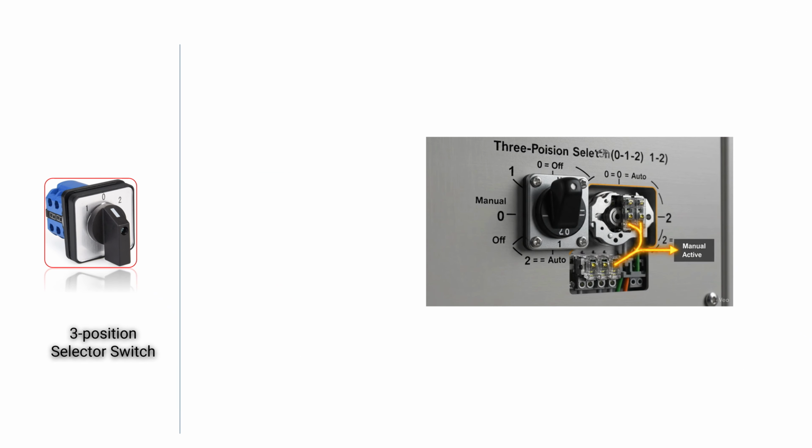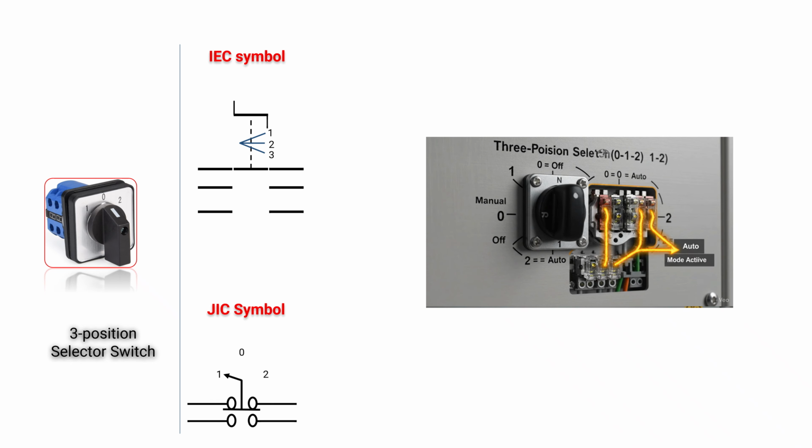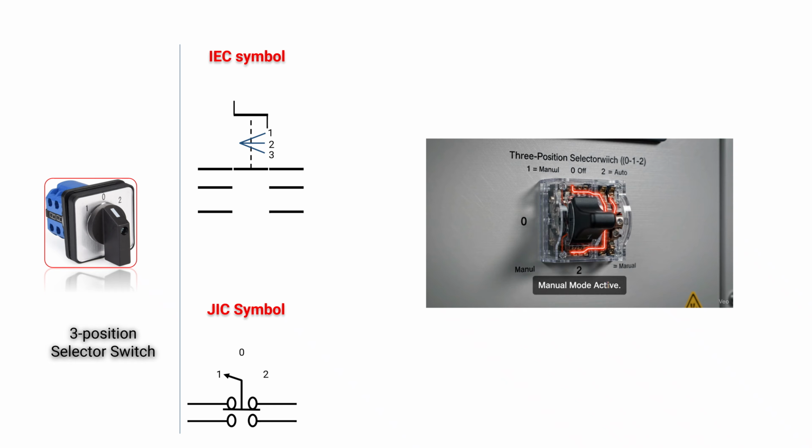Three-position selector switch. The three-position selector switch works the same way as the two-position switch, but gives you an extra state. It has three fixed positions, often used for auto, off, and manual. For example, position 1, manual mode. Position 2, off. Position 3, auto mode. Depending on the position, the switch sends current to the corresponding output. In the industry, this switch is extremely common because it allows operators to move between manual control, automatic control, and a safe off state.